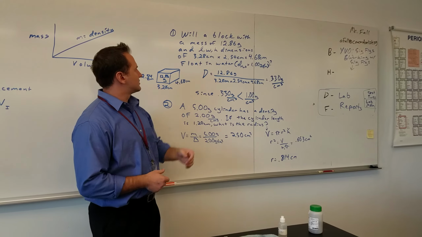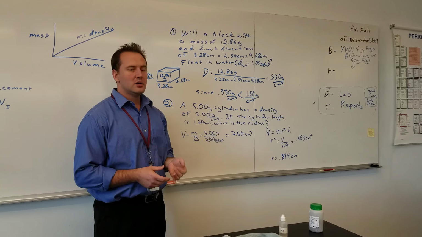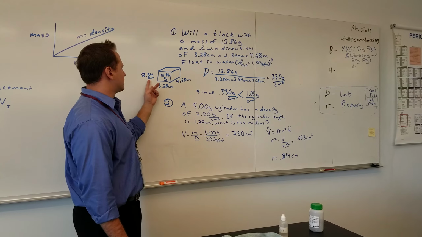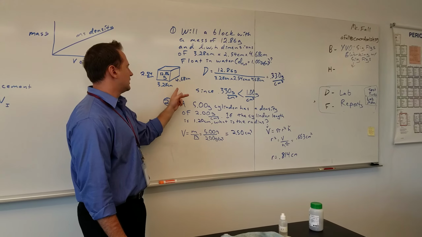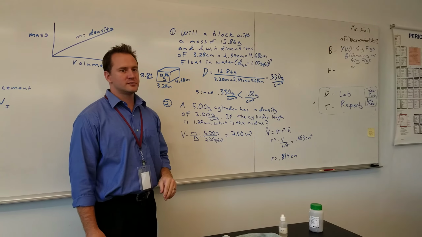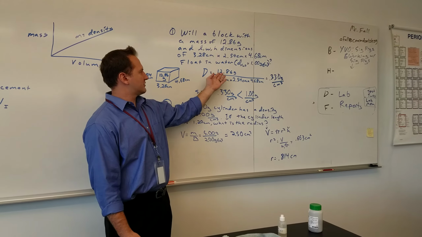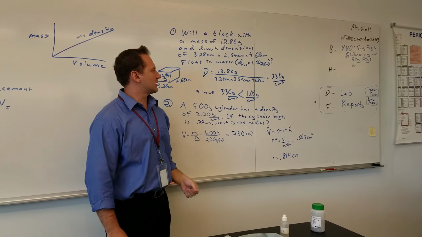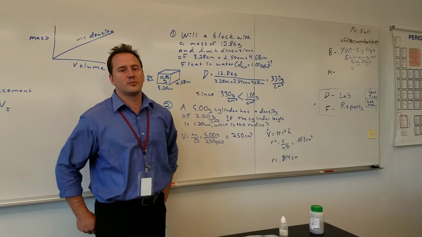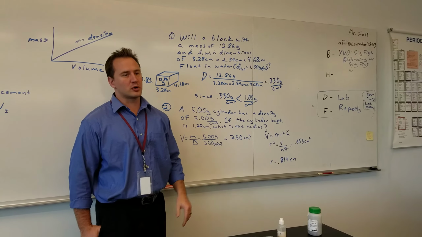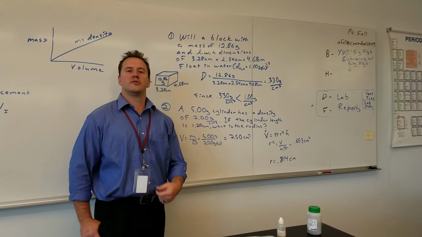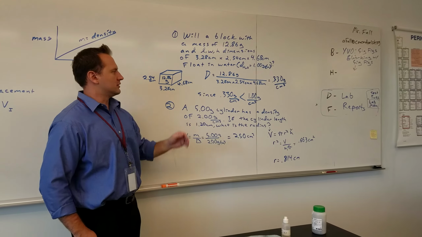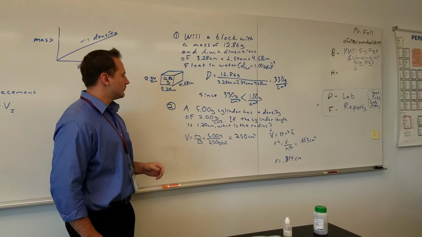In this one, I asked you to calculate the density of a block. I give you a mass of 12.86 grams, and length, width, and height dimensions of 2.54 centimeters, 3.28, and 4.68 centimeters. All you have to do is put the mass over the volume, and since it's a block, the volume is length times width times height. We would get an answer of 0.330 grams per cubic centimeter. In further units, we're going to do density calculations that involve conversions among these units, but for now, this is good.